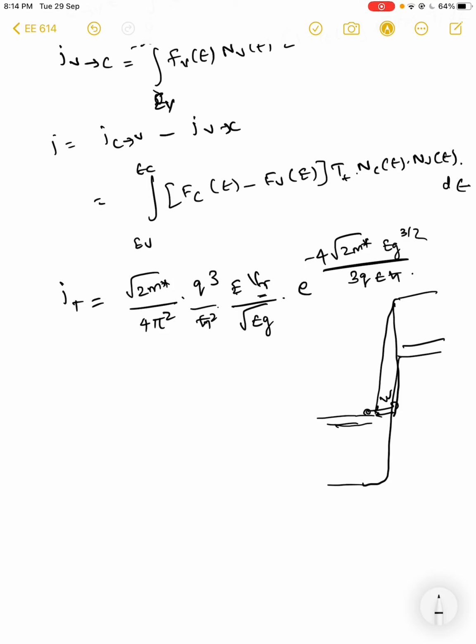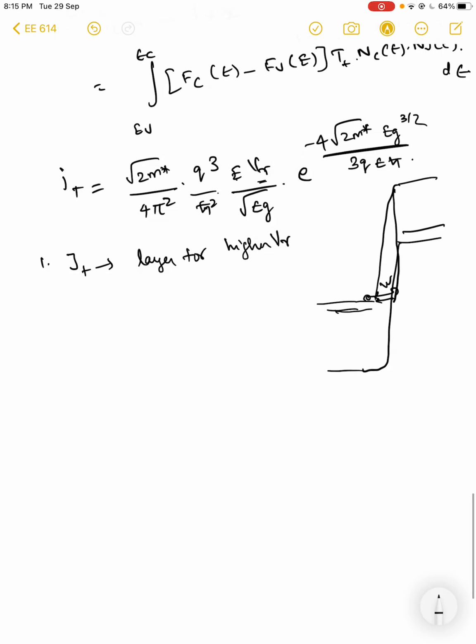It also depends on the electric field E. The electric field depends upon the width of the depletion layer, right? And smaller the depletion layer, larger the electric field, and hence you can see that under heavily doped PN junctions where the depletion width is much small, you will have a much higher tunneling current, right? So one, JT is larger for higher VR, that is a reverse bias, which is easily understandable.